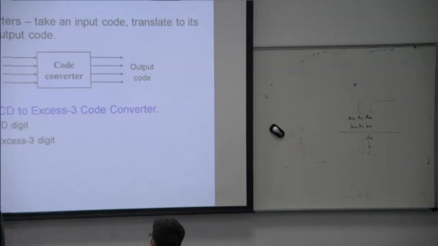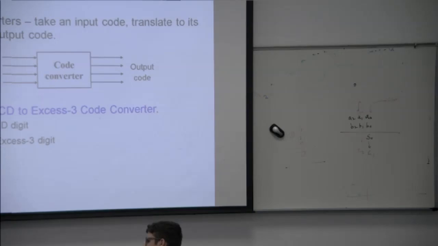So if the input is 0, what will be the output? 3. If the input is 1, 4. If the input is 4, 7. If the input is 5, 8. If the input is 9, no, not overflow, XS3 is 12. So what is the range of XS3? From 3 to 12. What is the range of BCD? 0 to 9. Got it?